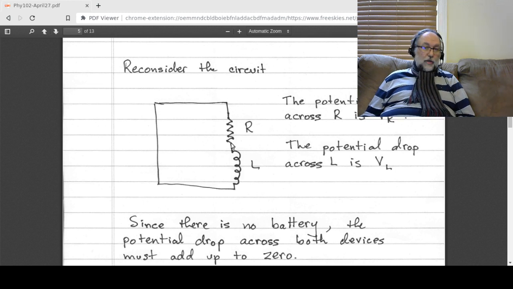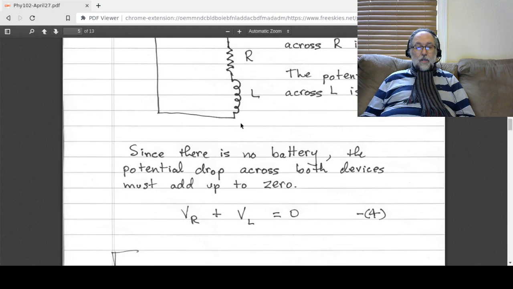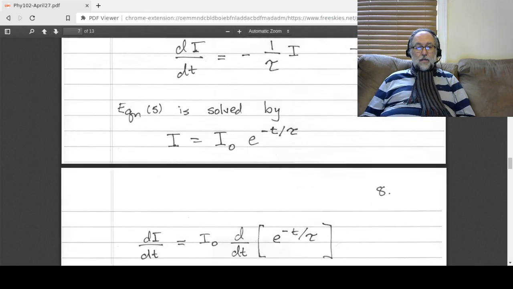Once a current is going in this circuit, the inductor wants to keep it going, but the resistor wants to dissipate that energy. This equation is described by the current being equal to an initial current multiplied by an exponential decay. If you take a look at the solution, it looks like this. If you plug that into our equation, you can see that it works, and we're going to make use of this in a second.